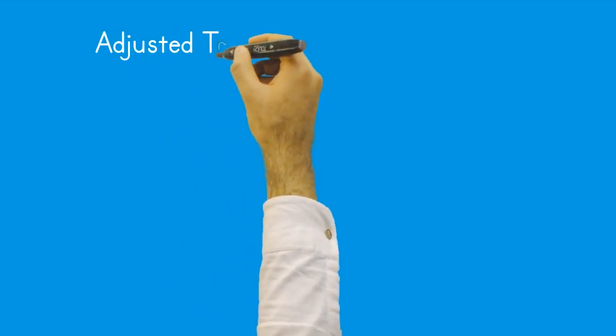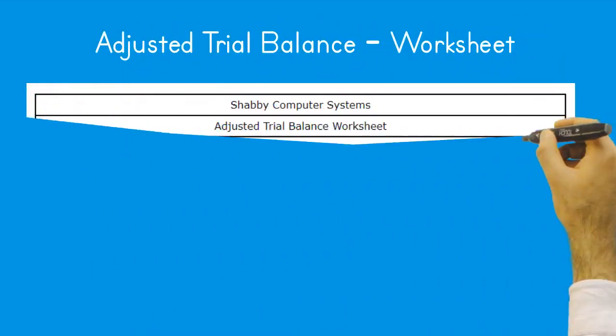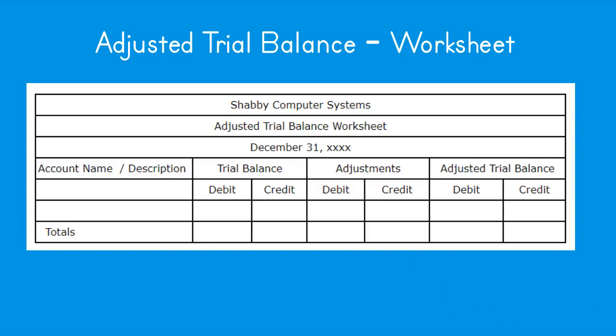Adjusted Trial Balance Worksheet. Let's discuss the layout and what information is included in this worksheet. Heading area. Name of the company. Title. Description of the worksheet. Period ending date. Columns. Name and or number of account and other descriptions. Trial balance column with debit and credit columns. The unadjusted account balances for the debit and credit columns are taken directly from your trial balance worksheet.